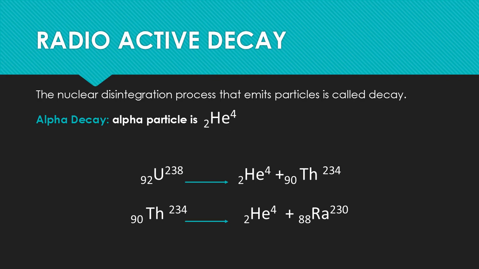The second example is a thorium atom with atomic number 90 and mass number equal to 234. During decay, it releases a helium atom or alpha particle, and the new atom's atomic number drops by 2 and mass number drops by 4. As we see, the new atom has atomic number equal to 88 and mass number equal to 230. Also, the atomic number on the right side is 2 plus 88 equals 90, same as the left side. The mass number on the right side is 4 plus 230 equals 234, same as the left side.